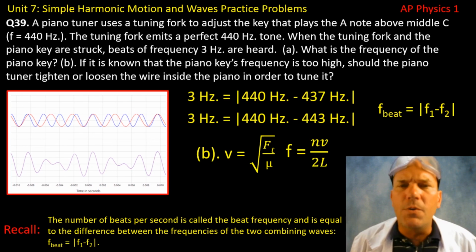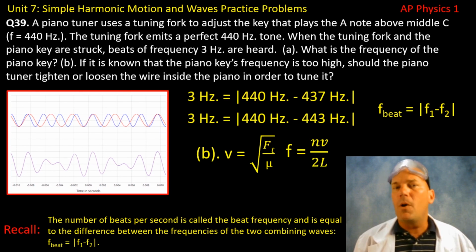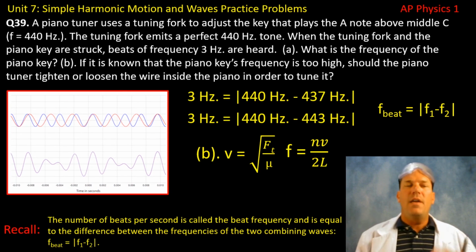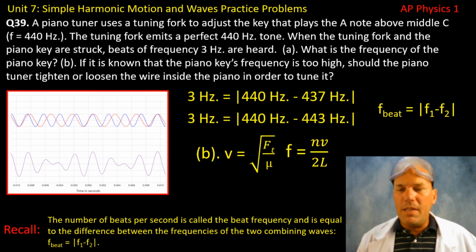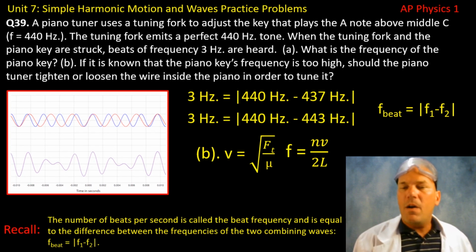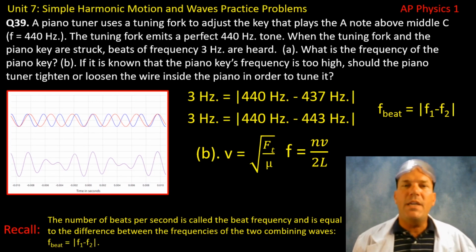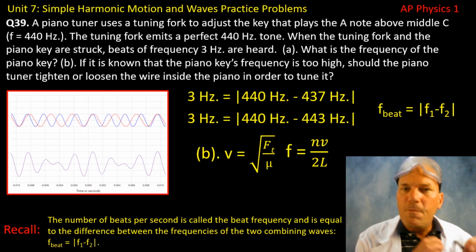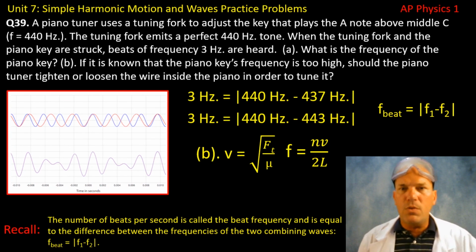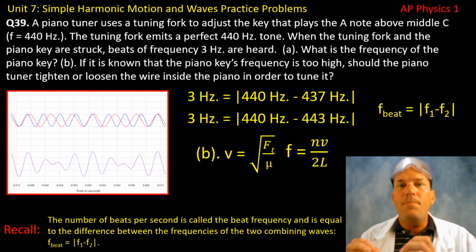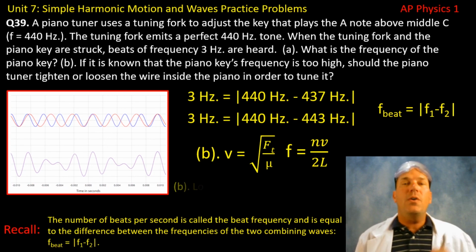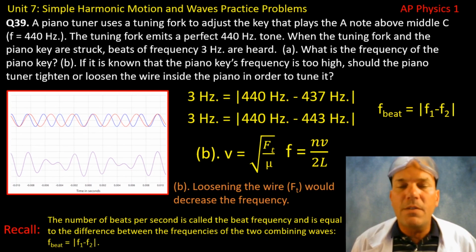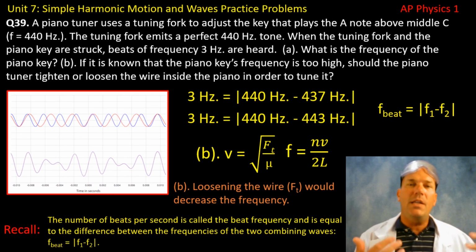Frequency is equal to the harmonic number multiplied by the velocity divided by twice the length of the wire in this case. Well, the length of the wire is the same, and we've already said if we increase force of tension, we increase velocity. Looking at this second equation, we see that the frequency is directly proportional to the velocity. So if velocity goes up, so does the frequency. So the answer is that we should loosen this wire and decrease the force of tension because this would decrease the frequency.